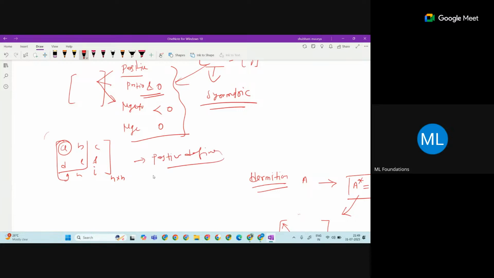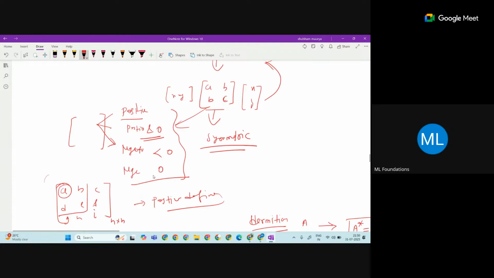Okay, but there are so many cases actually. If it is less than 0, then it is a bit confusing. The simple method is to decide by the eigenvalues. If it is strictly positive, it is positive definite. If somewhere it is 0, positive semi-definite. Strictly negative, negative definite. Somewhere 0, you are getting negative semi-definite.